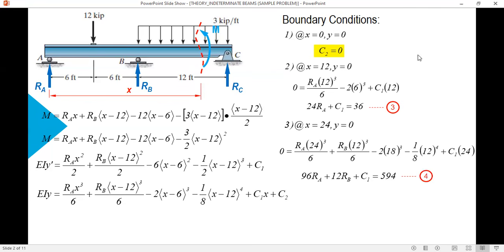Okay. So, with these two additional equations, next step is we eliminate C1. And the resulting equation will be our additional equation in addition to the first two equations, the equilibrium equations. Okay, so we will now combine 3 and 4 and then we will eliminate C1.